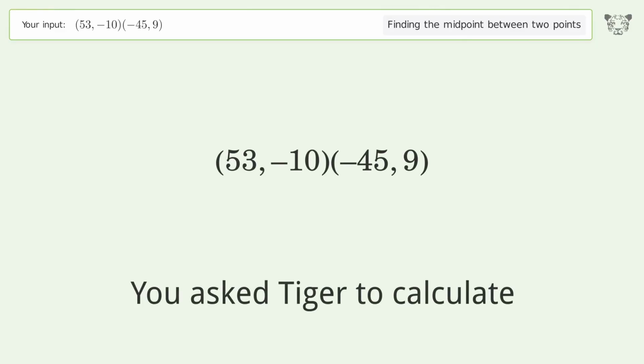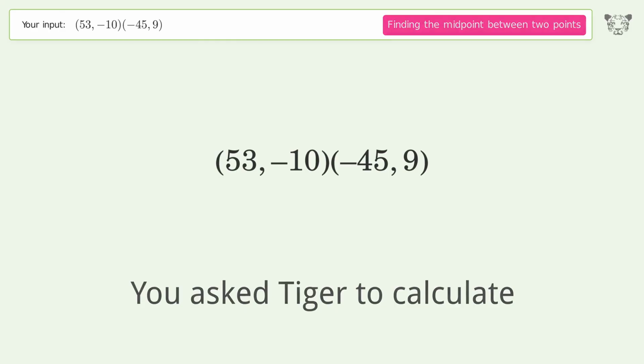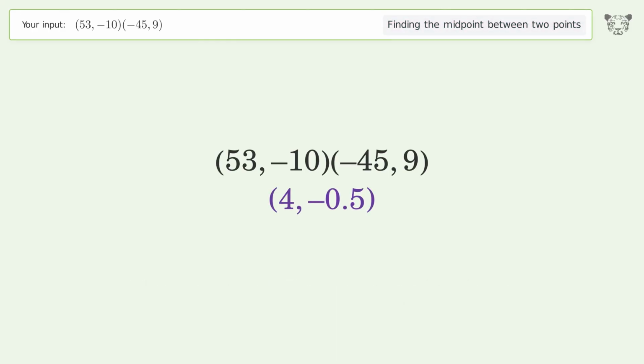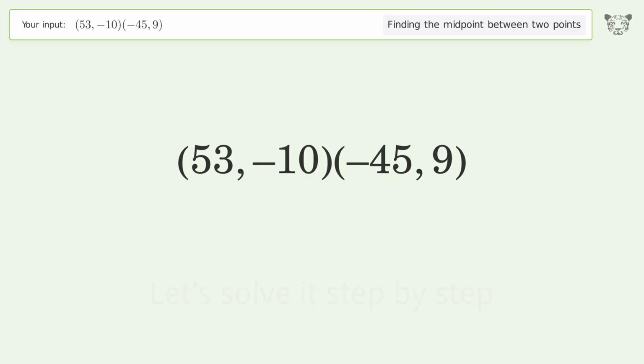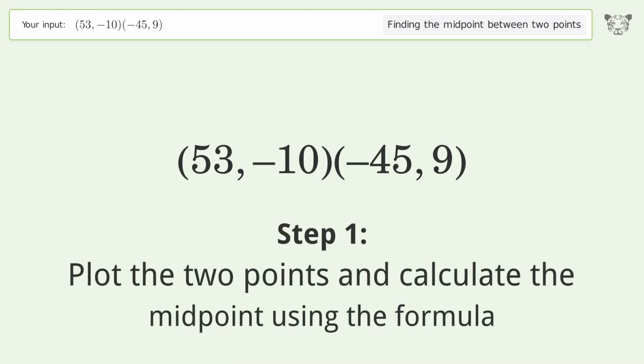You ask Tiger to calculate. This deals with finding the midpoint between 2 points. The midpoint between the 2 points is 4, -0.5. Let's solve it step by step. Plot the 2 points and calculate the midpoint using the formula.